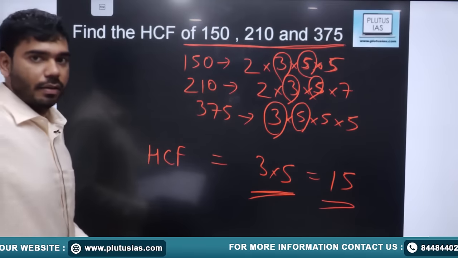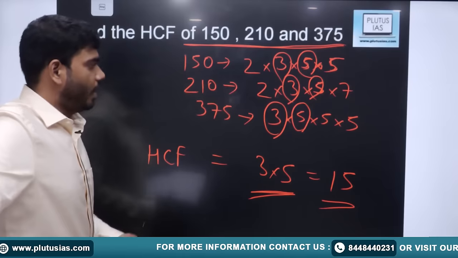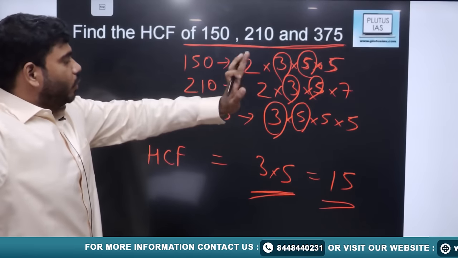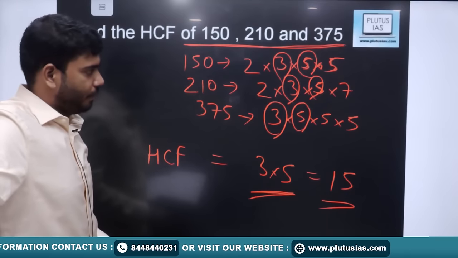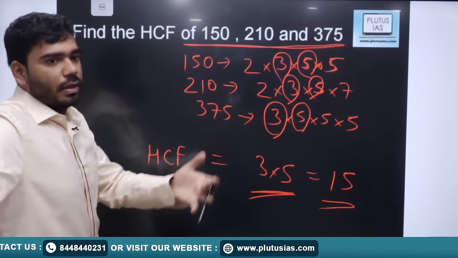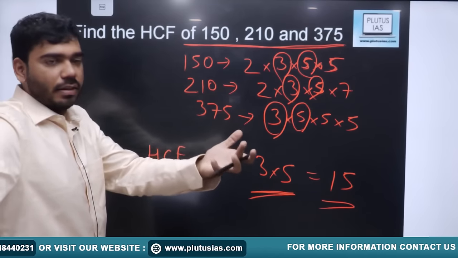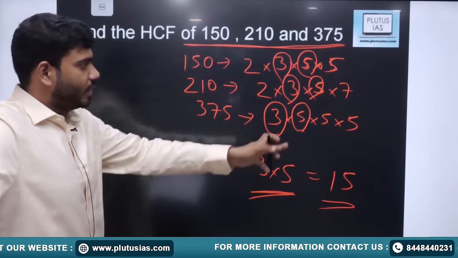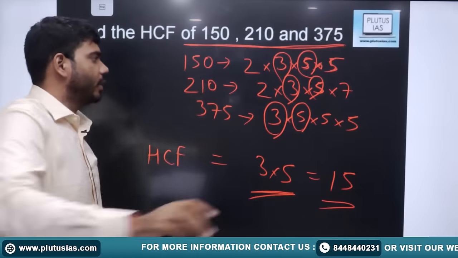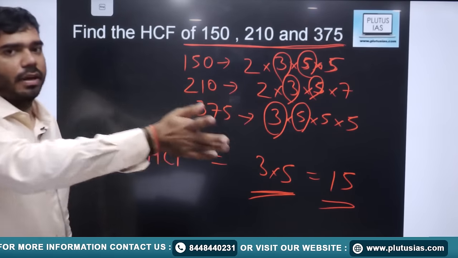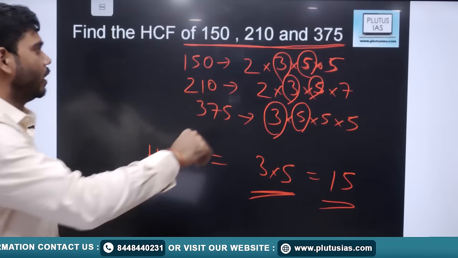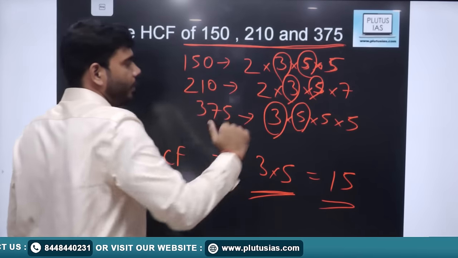I hope it is clear. It is a very simple thing. I'll repeat this again, don't worry. What I am saying is, we started with the prime factorization of all three numbers. Prime factorization is breaking the factors into prime numbers. So this is the most simplified form. We cannot break 3 even further because 3 itself is a prime number. It does not have any factor other than 3 and 1, right? So this is the prime factorization of the three numbers.